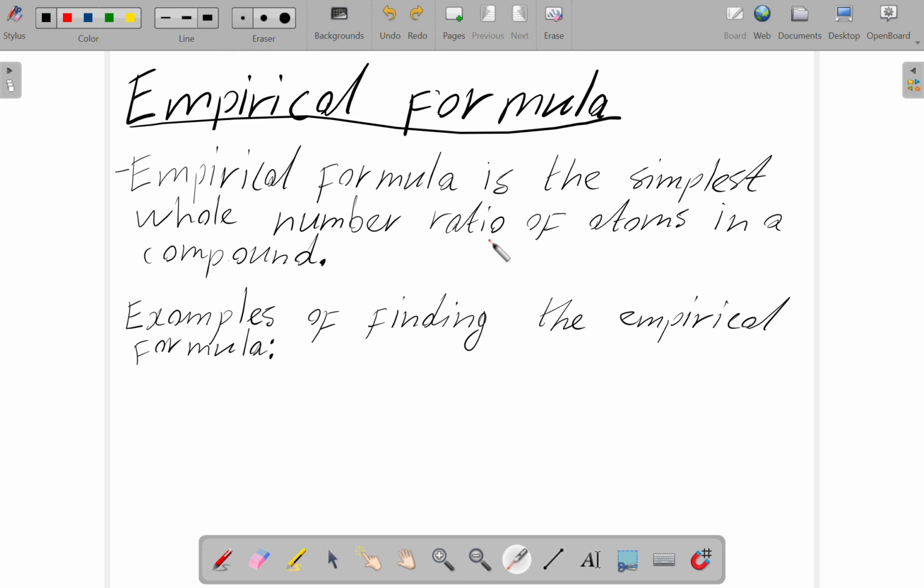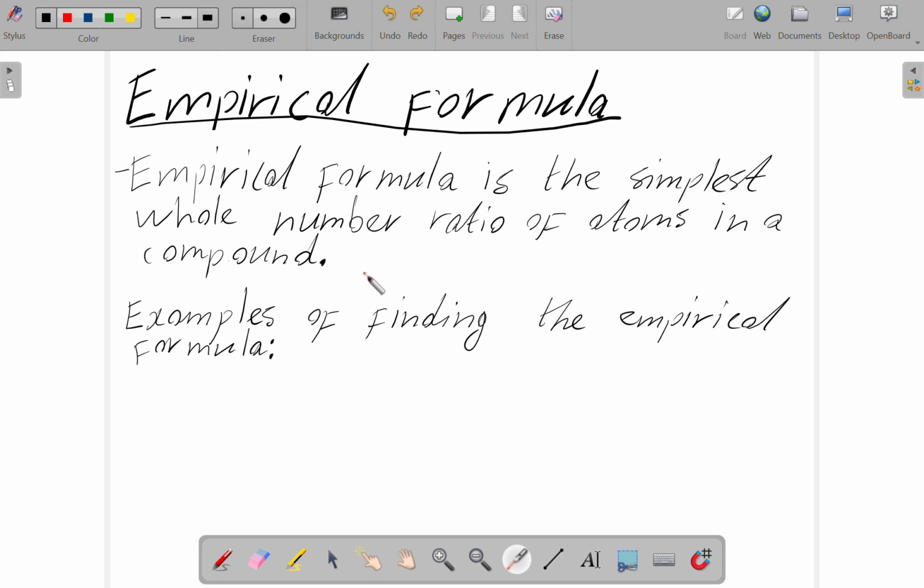And as you know, guys, it's very important to memorize your definitions. How do you do that? You may sing it, you may just go through it over and over again. Watch this video every day if you have to, but just make sure that you understand this definition to the fullest. It is the simplest whole number ratio of atoms in a compound. That's what empirical formula is.